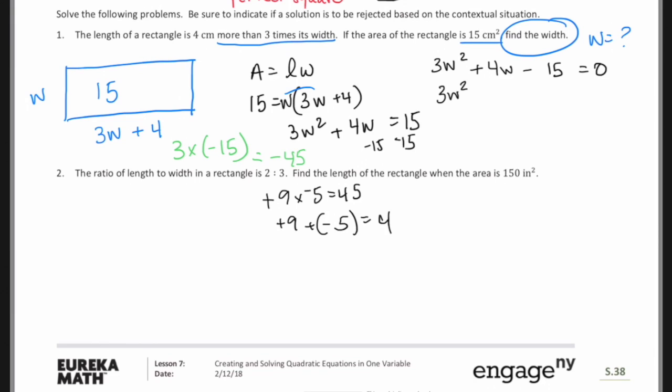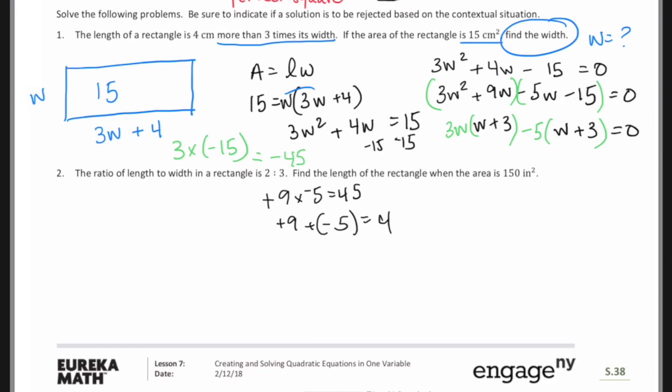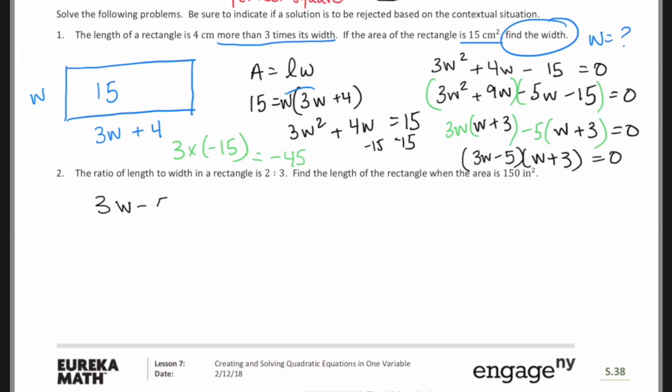So now I have to rewrite the whole thing in expanded form. And I'm putting my positive 9W and negative 5W. I'm going to group this so that I can factor out my greatest common factor in each group. My 3W is the greatest common factor in the first group, and a negative 5 is a common factor in the second group. And then you notice that I have now my two binomials, 3W minus 5 and W plus 3. So I have my two equations. I can go ahead and solve for W.